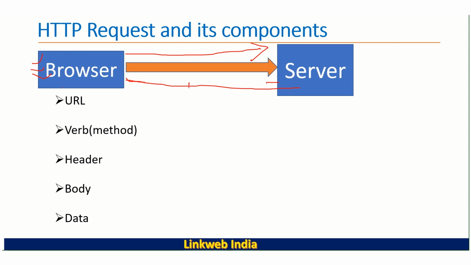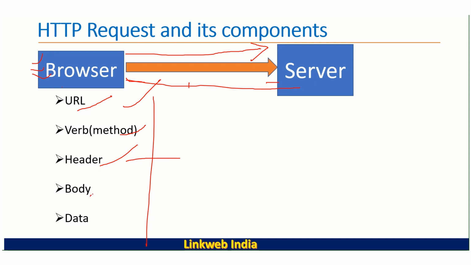After that, there are some components in this request, right? I have already mentioned that the first one is the URL. Each request must have a URL. URL is mandatory for an HTTP request or any HTTP call. And the second one is the verb, also called the method. The verb is also mandatory for each request. Header is also mandatory. The header can be single or multiple; you can send as per your requirement. So this is also a mandatory component in an HTTP request.